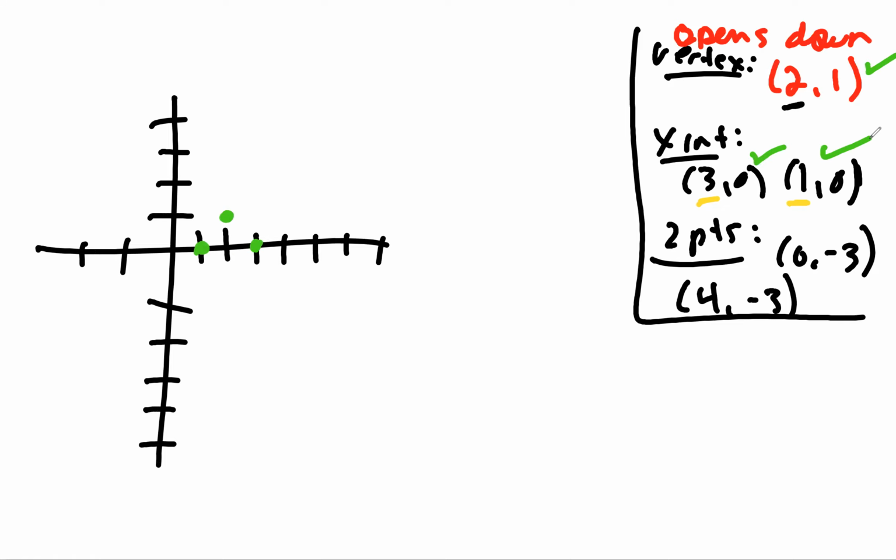The two other points that I have are 0, negative 3. So I start at the origin, I go down 3. And then 4, negative 3. So I go to the right 4 and I go down 3. Okay. And from the get-go, we knew this thing was going to open downward. So I'm going to draw my smooth curve, the best that I can. And now I'm done. All right, what do you guys think? Questions, problems?